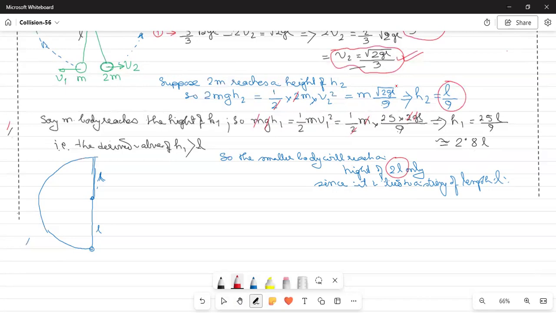Now, here the solution of the problem ends, but one question you may ask: what will happen to the smaller body? Actually, even when it reaches the highest point, it will still have some kinetic energy left with it. So it will continue moving in this direction with the radius L. And after some time, this motion will stop when all its kinetic energy is exhausted. So this was the problem. Now we shall go to the next problem.